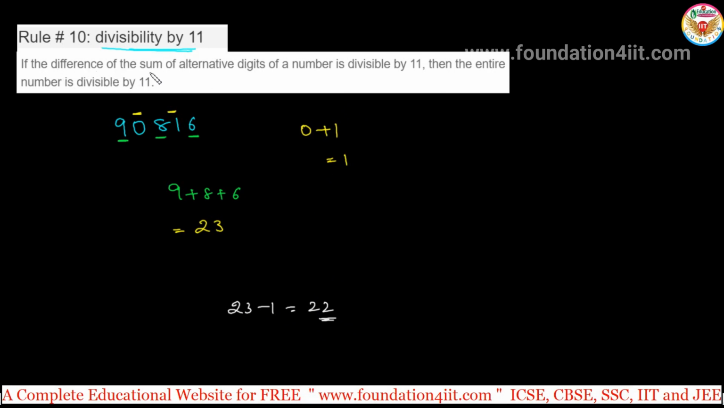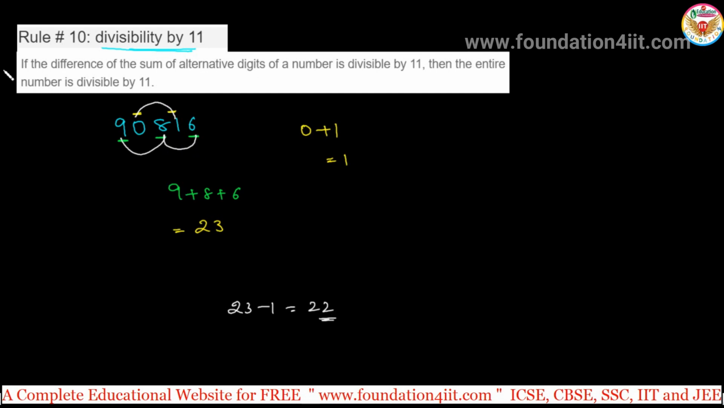So if the difference of the sum of alternate places, the first, third and fifth places, and again the second and fourth places, you add separately and subtract, and that result is divisible by 11, then that number is divisible by 11. Okay, this is the rule for 11.